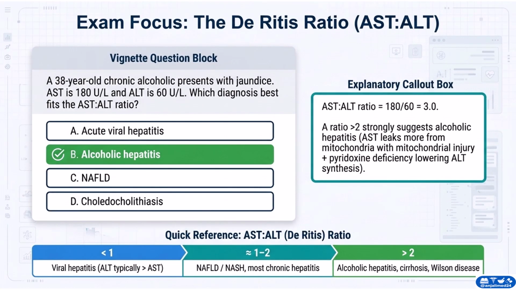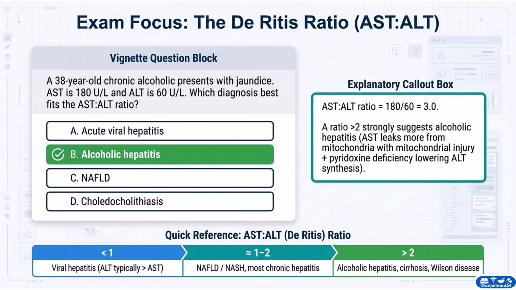Now let's focus on another high yield liver function test concept frequently asked. The De Ritis ratio, also known as the AST to ALT ratio. Here's a clinical scenario. A 38-year-old chronic alcoholic patient presents with jaundice. His AST is 180 and ALT is 60. What is the most likely diagnosis?